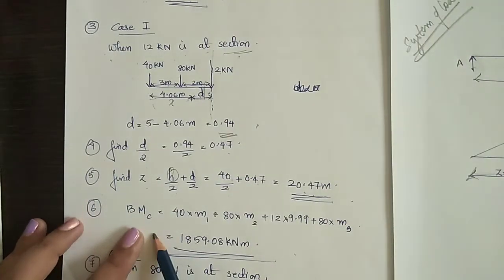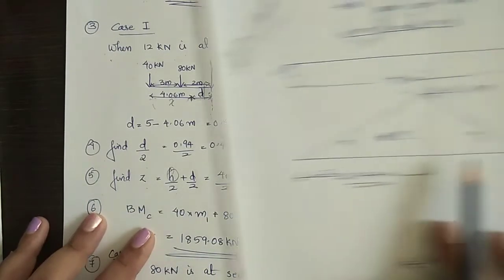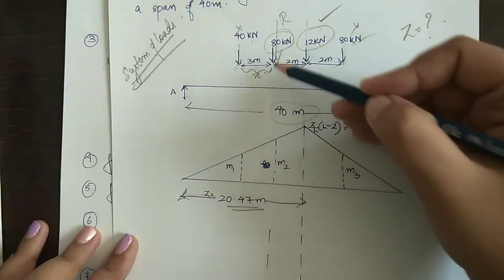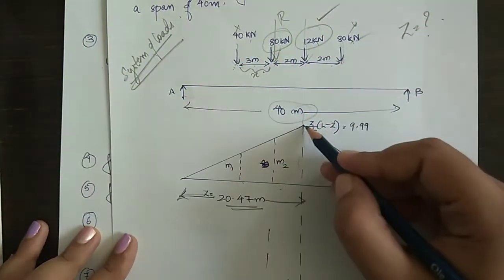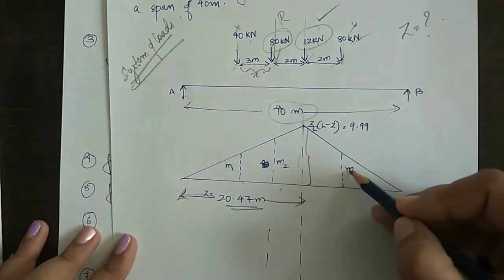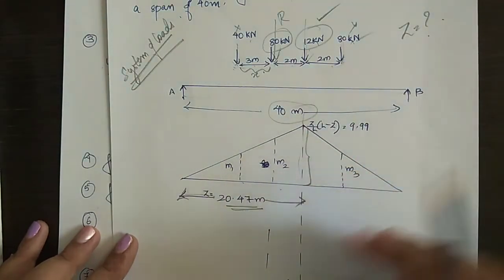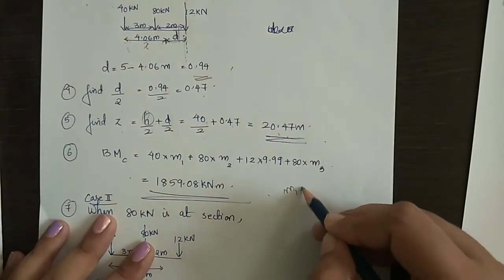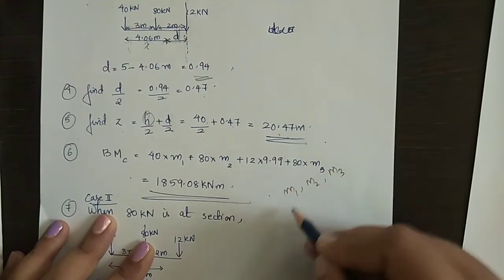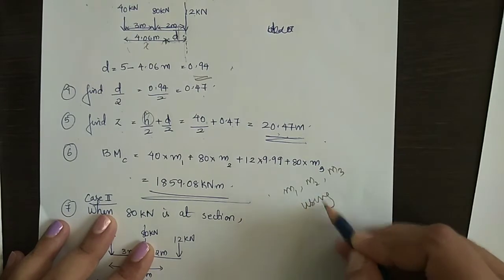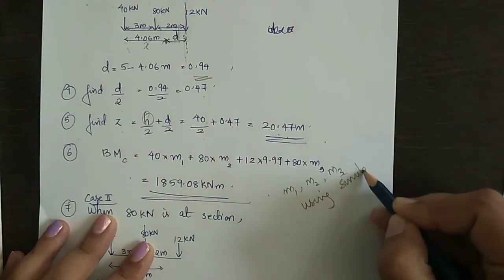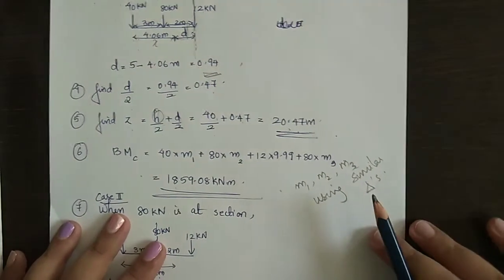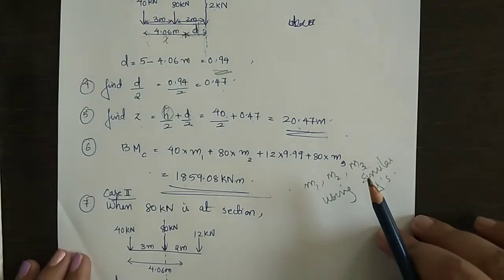Now bending moment can be written as 40 into M1 plus 80 into M2 plus 12 into Z by L into L minus Z plus 80 into M3. M1, M2, M3 can be solved using similar triangles. And the value of bending moment comes out to be 1859.08 kilonewton meter.